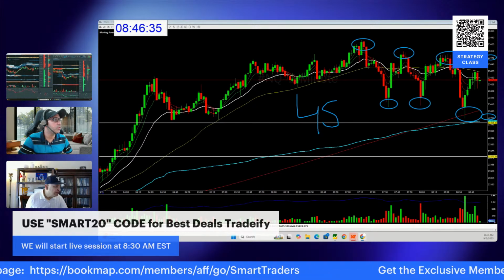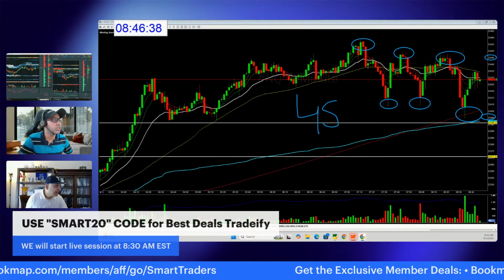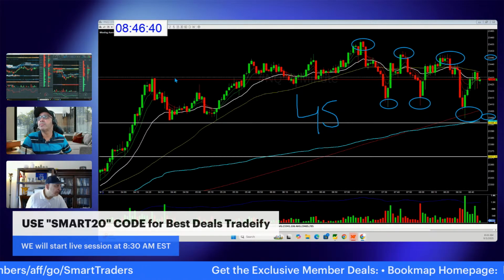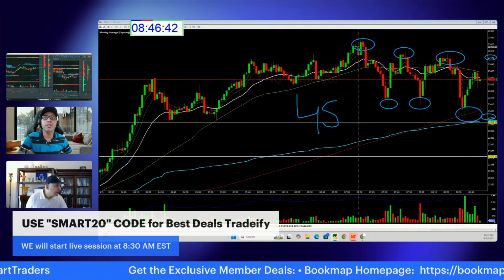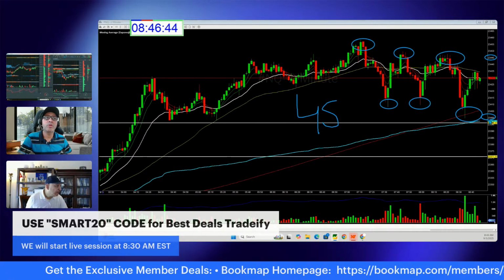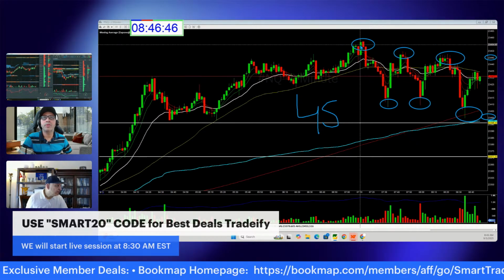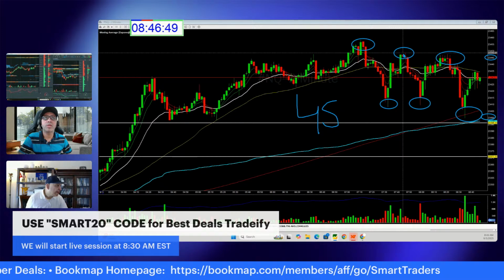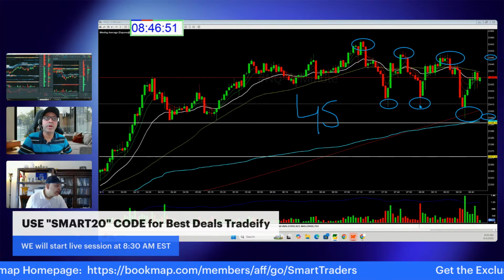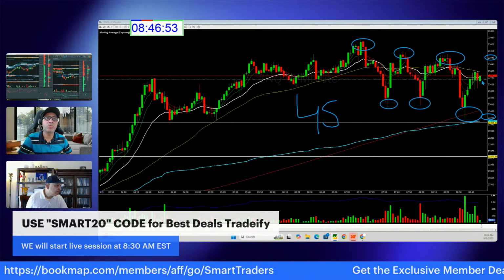Let me just remove this strategy class link so you can see it. So this is NQ, and you can clearly see that right now it is in the 45-point range, right? Seller, seller, seller, buyer, buyer, buyer. Price is just moving between those ranges.